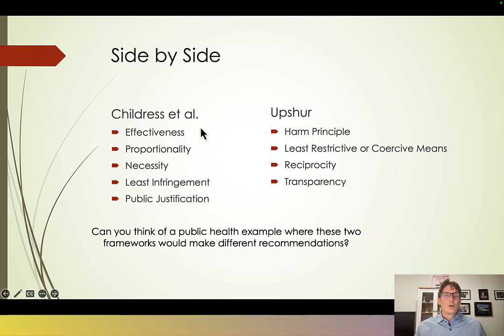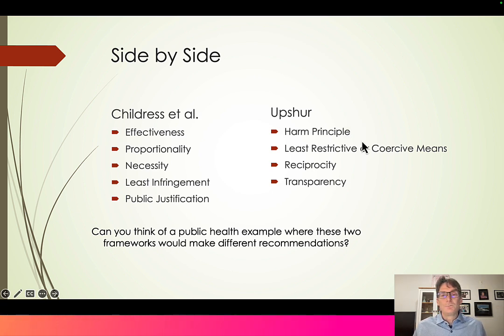If you look at the Childress framework, one of the key ideas is you start by asking, is the policy effective? Does it benefit population health? If the answer is no, then that's it. You stop there. That's sort of like the gatekeeper. If the answer is yes, then you go on to consider, okay, sure, it will benefit population health, but is there any other ethical downside that outweighs that? And that's proportionality.